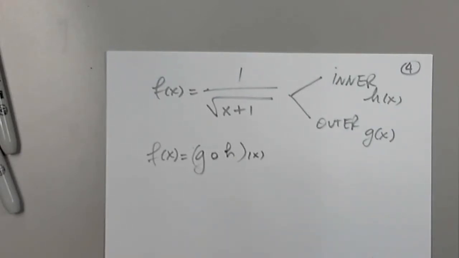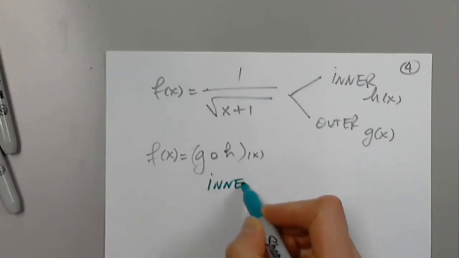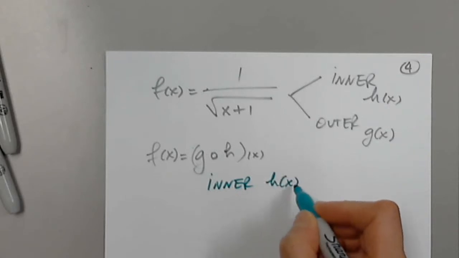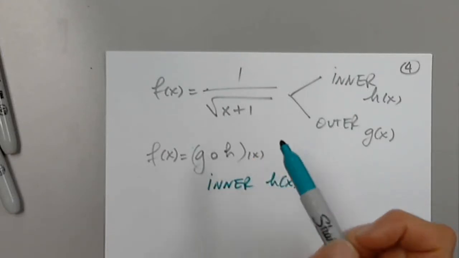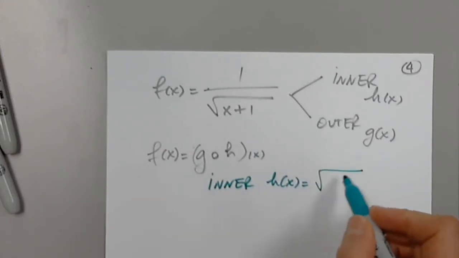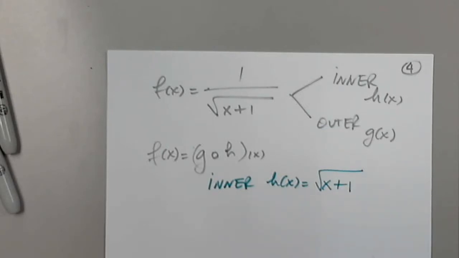So I want to find the inner, and I want to find the outer. There is more than one correct answer here. I can come up with the correct answer, and somebody else can come up with the correct answer. Any suggestions for the inner? Root of x plus 1? Correct. I completely agree with that.